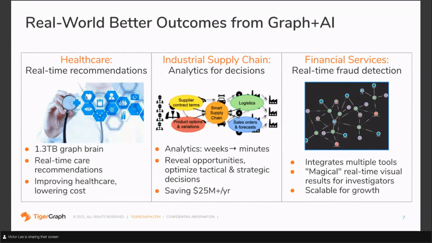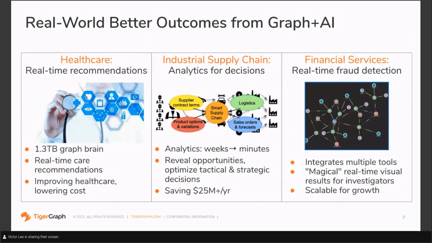A second case is industrial supply chain, using the graph not only to observe and model the supply chain. You can think, whoa, a supply chain, that is a graph, right? But you can make a very rich supply chain that contains supplier contract terms, product options and variations, the logistical issues, and sales forecasts and orders, to make a so-called smart supply chain. And one of our customers, Jaguar Land Rover, by upgrading their supply chain to a TigerGraph database with analytics, reduced their time to run a simulated situation from 3 weeks to 45 minutes.